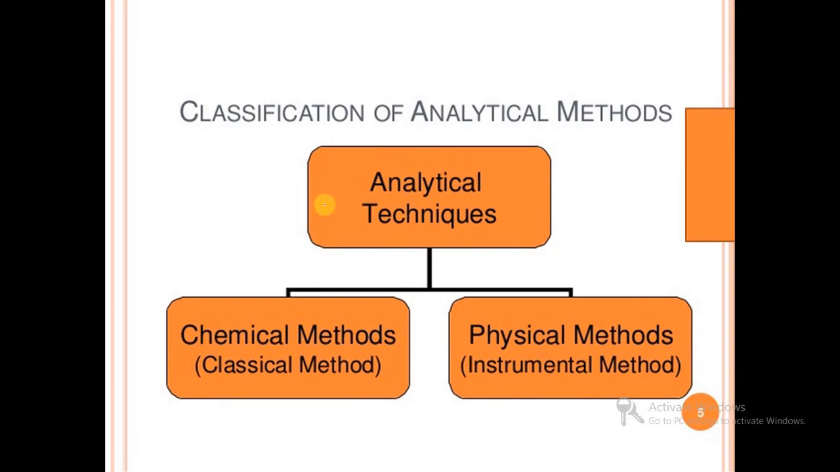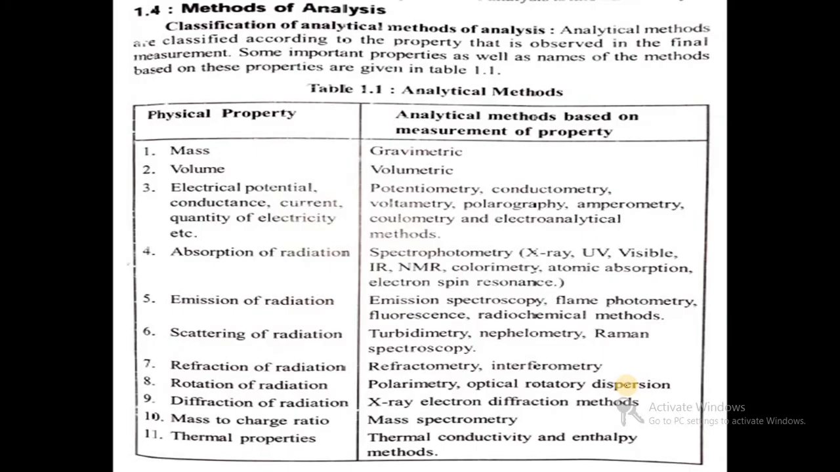So in the case of analytical techniques, there are two main methods. First one is a chemical method, which is called the classical method, and second one is a physical method, which is called the instrumental method. So these two methods are very important to carry out analytical techniques. In the case of methods of analysis, first we will see the classification of analytical methods of analysis, in which we will see different types of classifications.